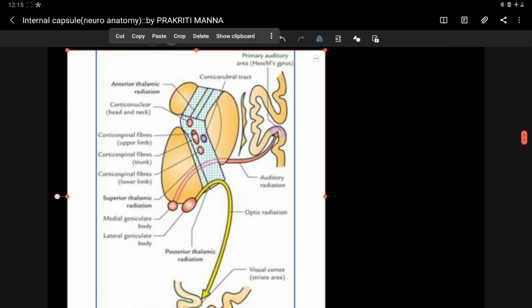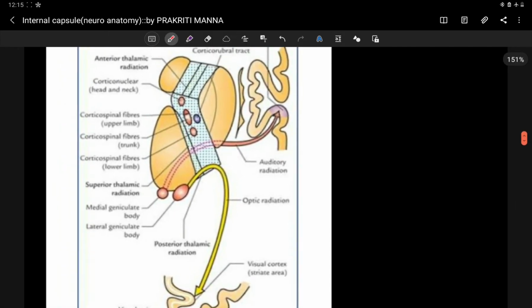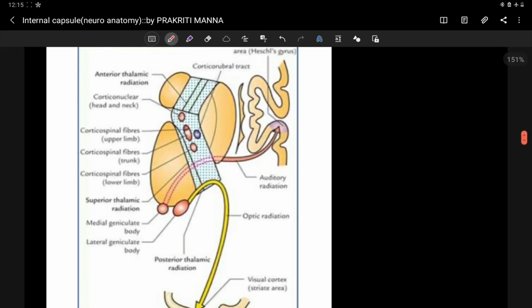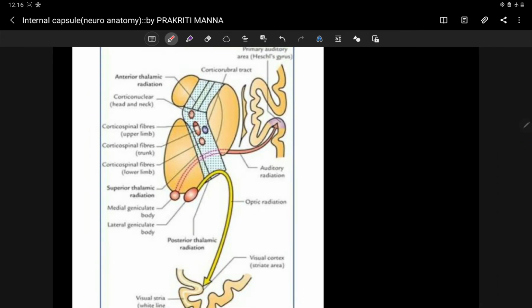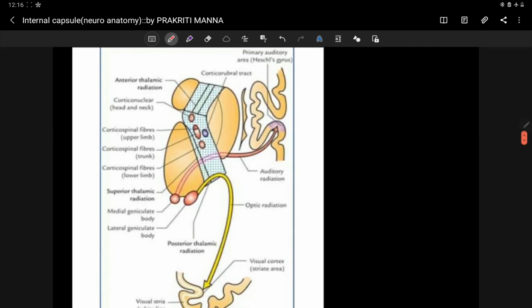Yes, I want to discuss this picture also. The same thing you can also appreciate here. Here you can see the caudate nucleus, the thalamus, the lentiform nucleus and the internal capsule also. So these two structures, you can see the medial geniculate body and lateral geniculate body.